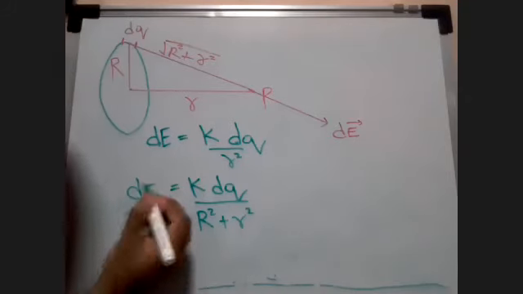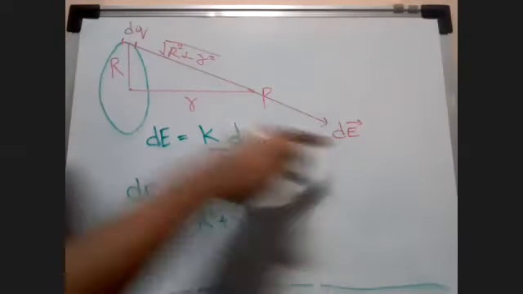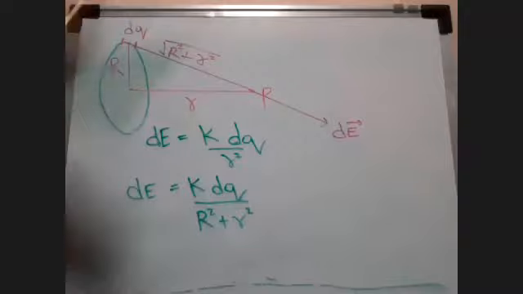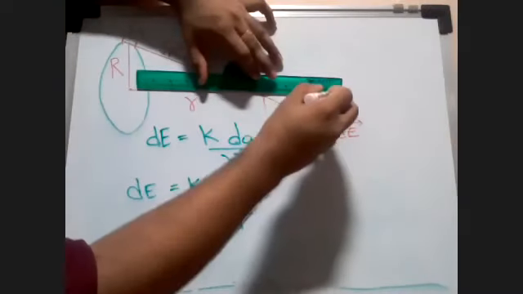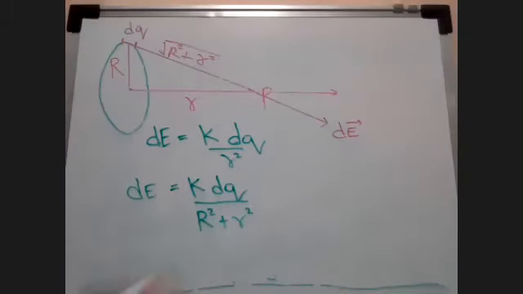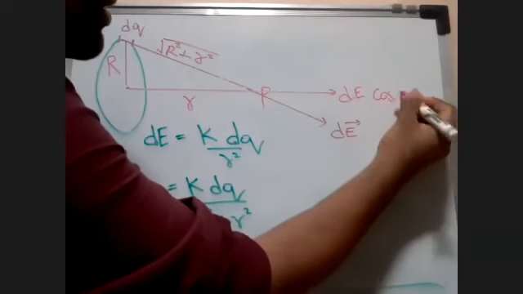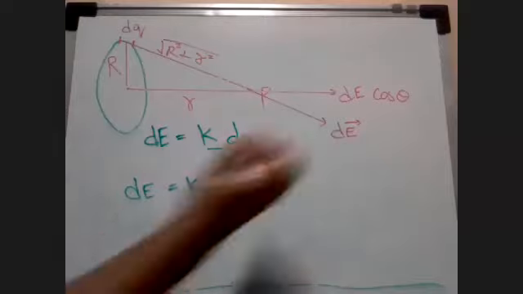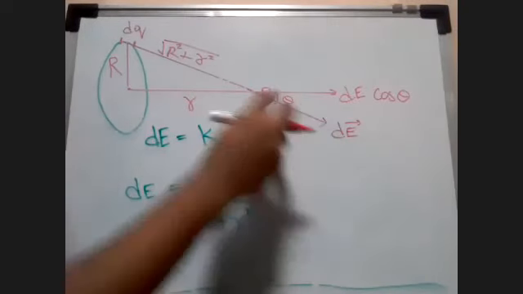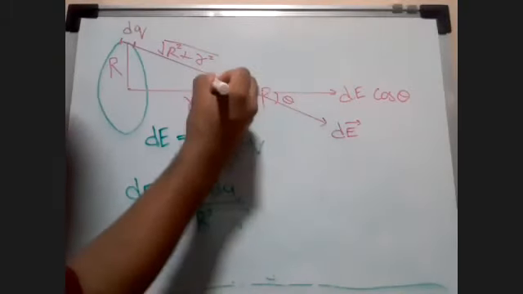It is dE, but it is the electric field intensity at a certain angle from the x-axis. What we want is the electric field intensity at the axis of this ring, at this point. So this is dE cos theta. Why? This is making an angle theta, and the same thing here will be an angle theta.